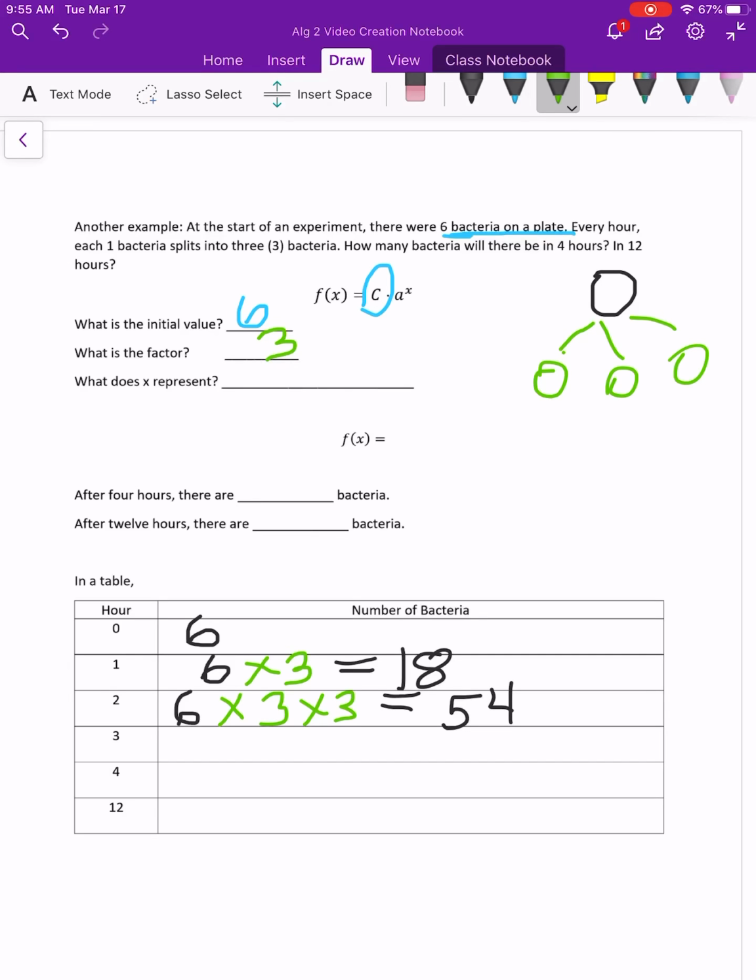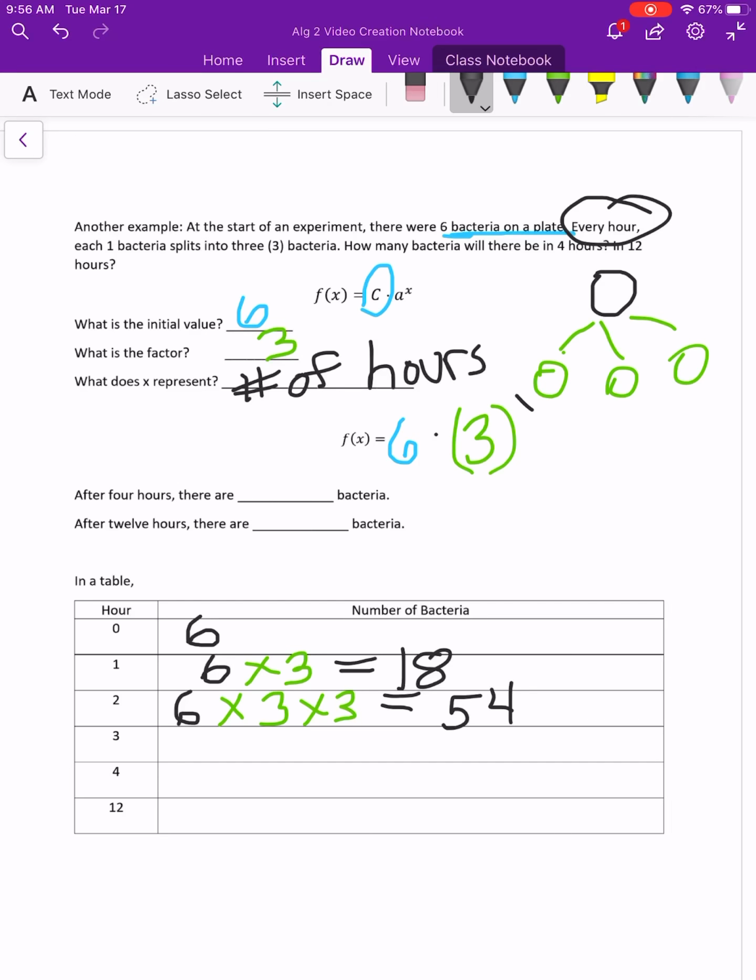And then what does the X represent? The X represents the hours. Because it says every hour, this population triples. So the number of hours. Okay, so now we can just plug this information into our general formula. F of X equals the initial value, which is 6, times the factor of 3 raised to X, which is our number of hours.